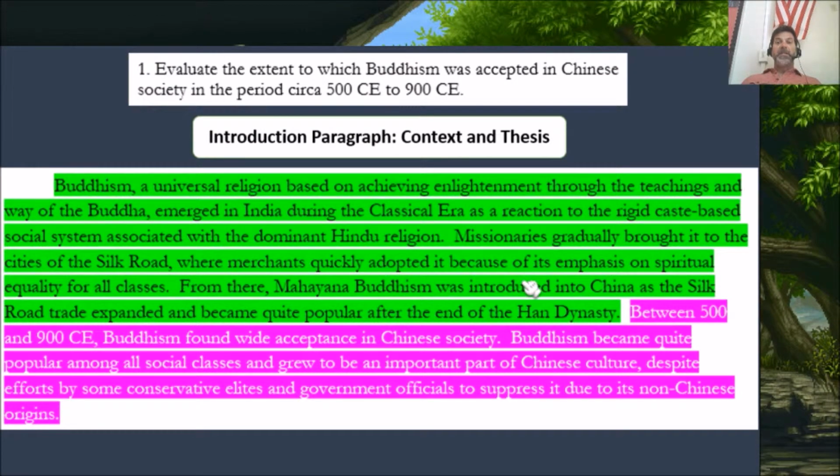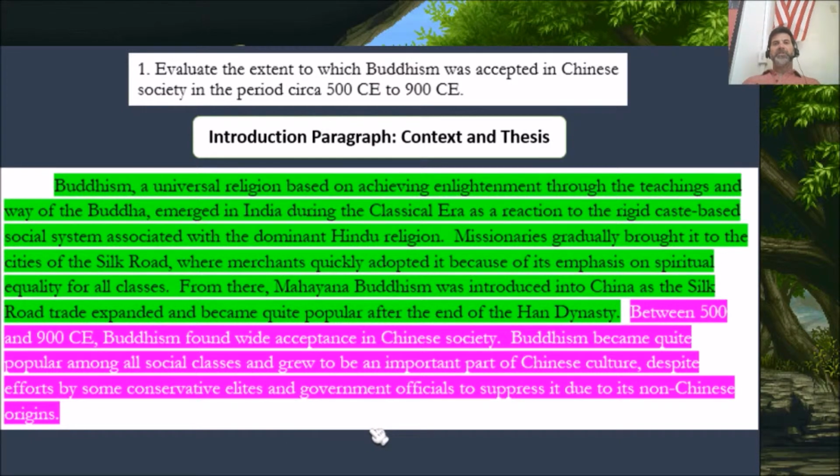Context is green, and it kind of tells the story of Buddhism being founded, how it became popular in the first place, how it made its way along the Silk Road into China, which types of Buddhism became popular in China, basically telling the story, setting the background and foundation for our discussion of Buddhism in Chinese society during this time period. Then the thesis.